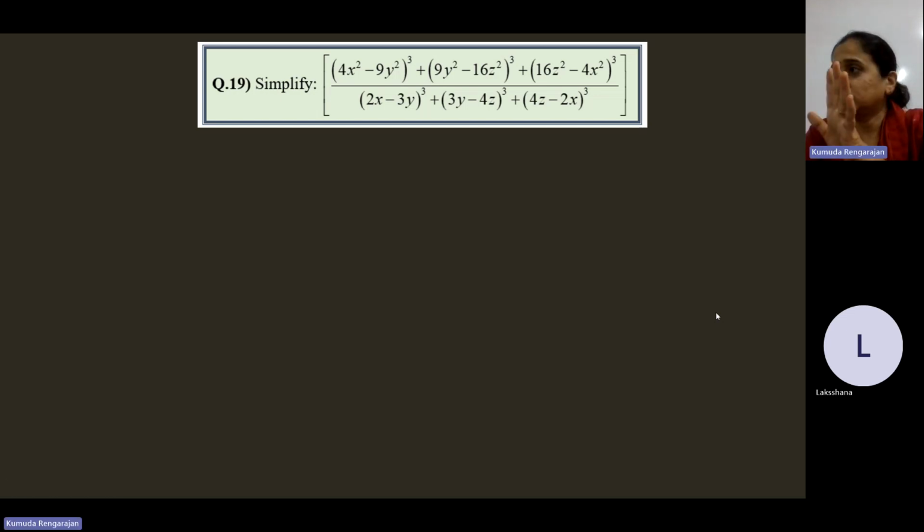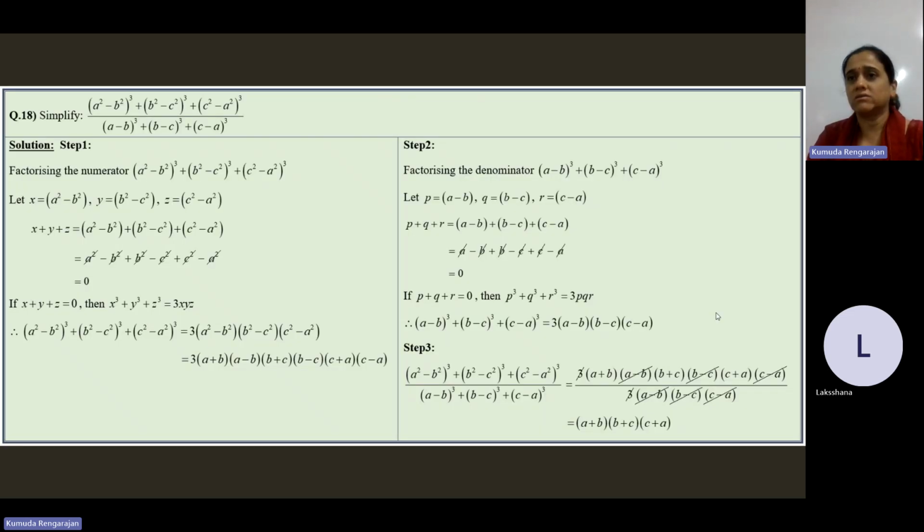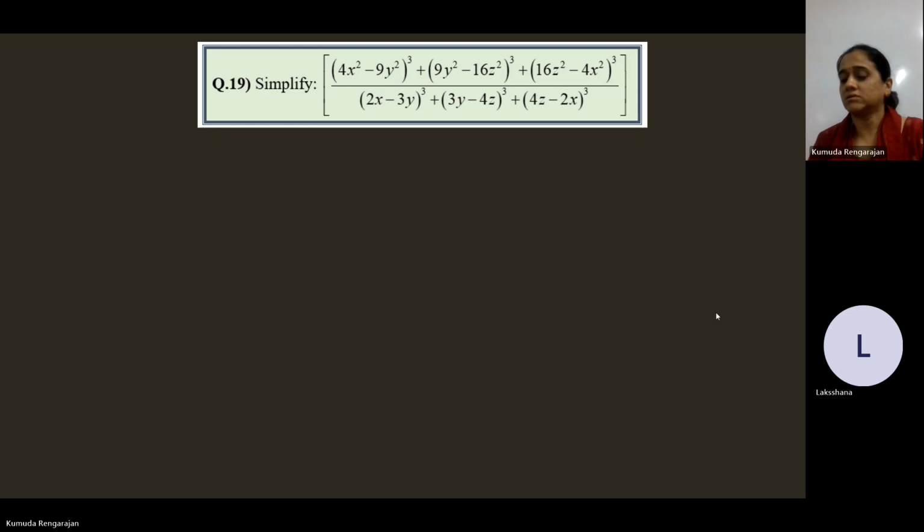So now this you're going to do by yourself. Very similar to the earlier one. Try this by yourself. You can compare this question with the earlier one. Very similar. You'll have to factorize the numerator, factorize the denominator. So step 1, factorizing the numerator. Step 2, factorize the denominator. And then step 3 is step 1 by step 2.